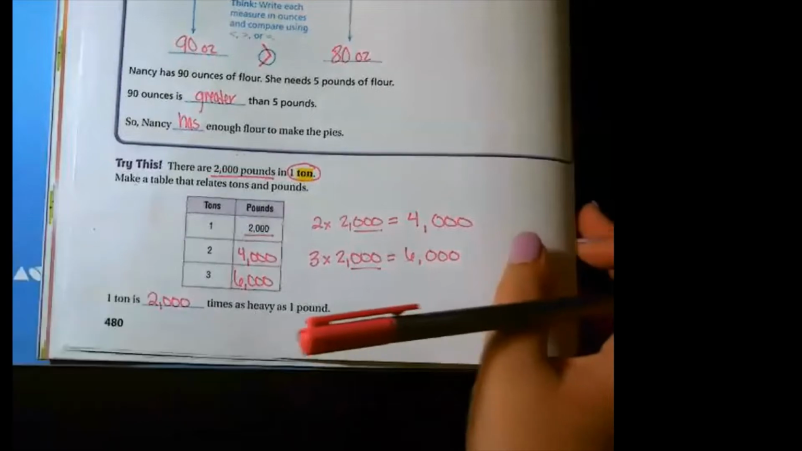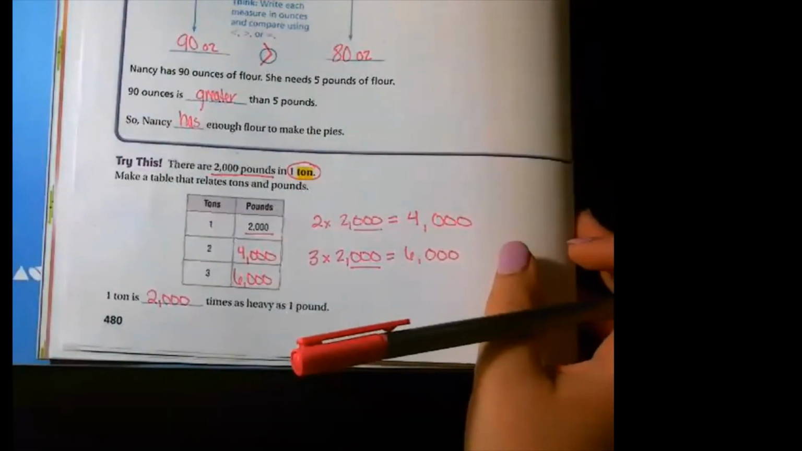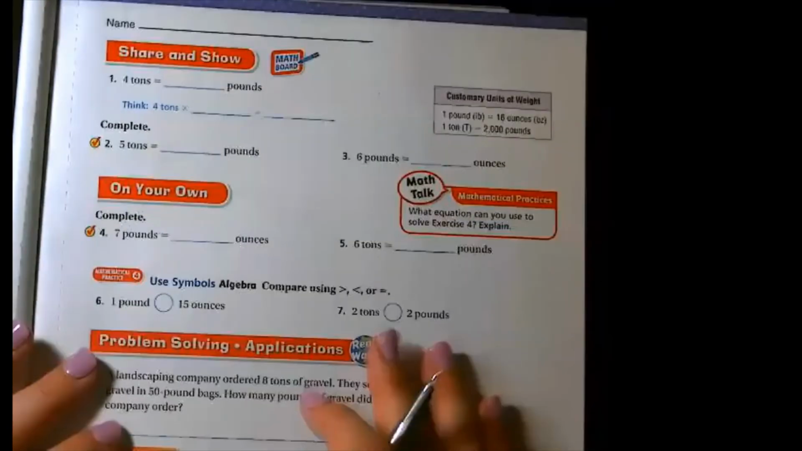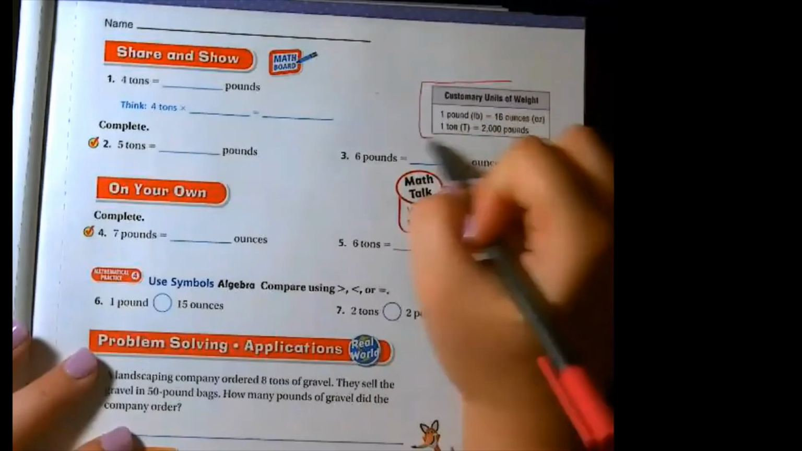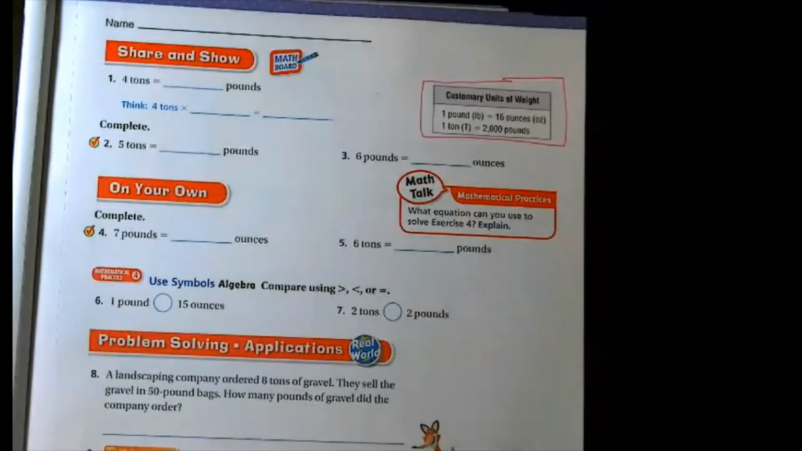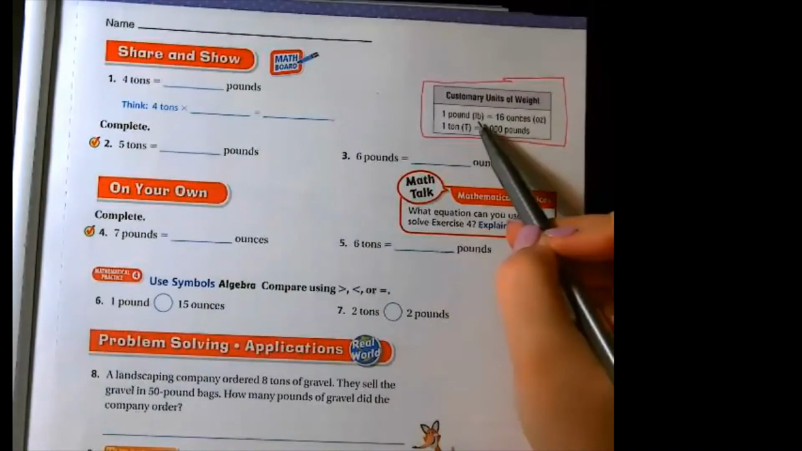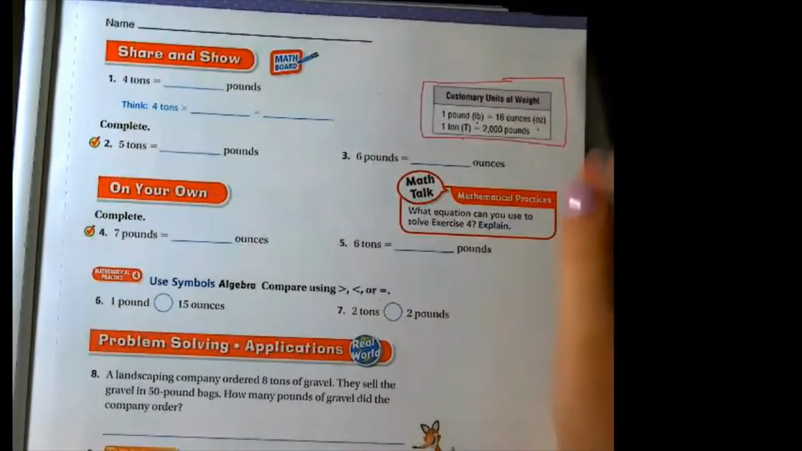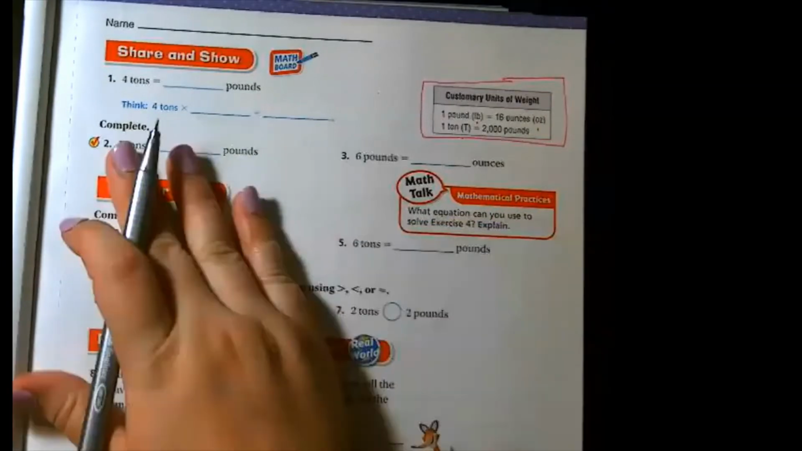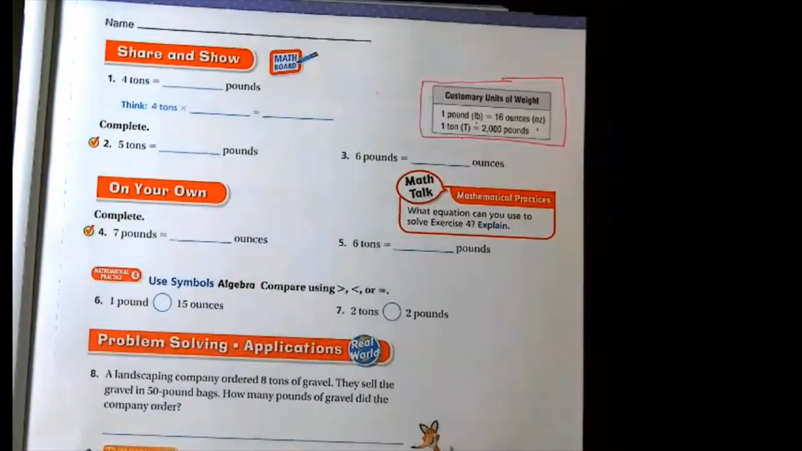We're going to use these conversions that we just learned on some more problems on our next page. So again, they gave you a handy little chart up here in the corner in case you forget. Okay, so 16 ounces equal a pound. They even put in those abbreviations for you too. And then 2,000 pounds equal 1 ton. So here we're looking at 4 tons equals how many pounds?